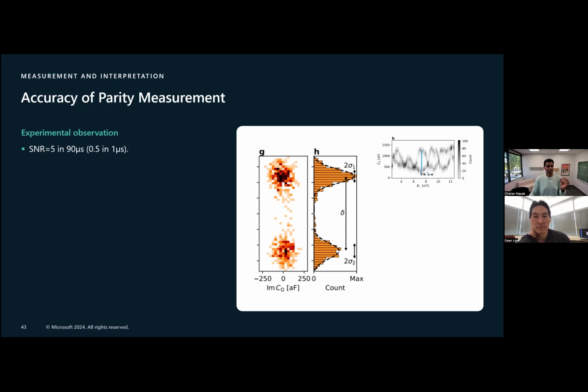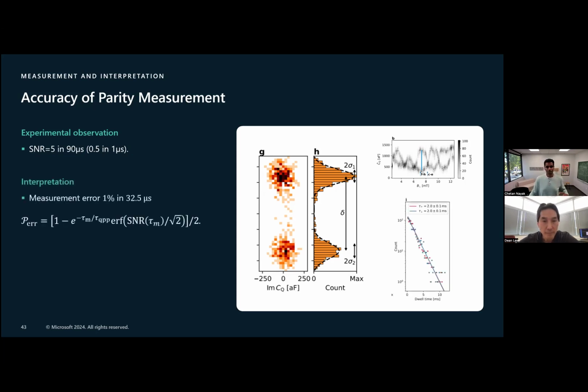Okay, that means we have a large signal-to-noise ratio, and if we integrate over 90 microseconds, actually the signal-to-noise ratio is 5. Or if I only integrate it for 1 microsecond, that's a signal-to-noise ratio of 0.5. The optimal value is around 30 microseconds, and there's an assignment error for these measurements of about 1%.